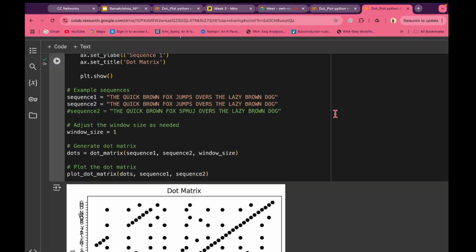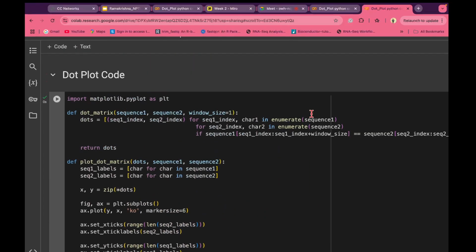This Colab notebook is made in Python. It is not restricted to this coding language; the dot plot can also be done in other coding languages. One can select their own language of interest or expertise and do this. Since I am comfortable with Python, I have done this in Python.